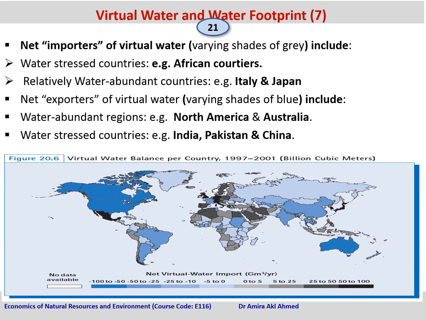It is worth mentioning that many of the Asian countries that are experiencing water stress are virtual water exporters, including India, Pakistan, and China. On the other hand, countries that are relatively water abundant, such as Italy or Japan, are virtual water importers.